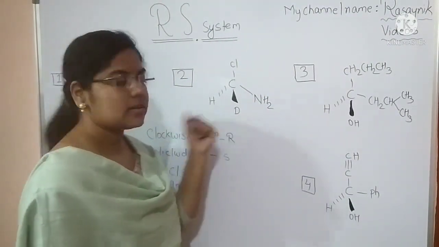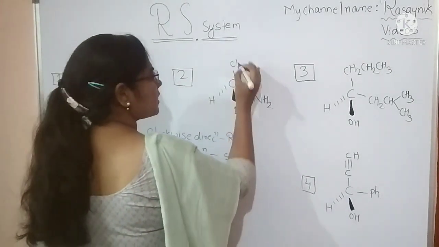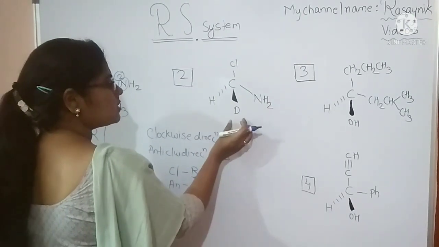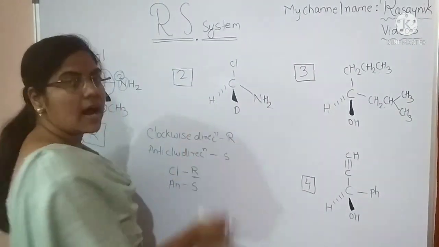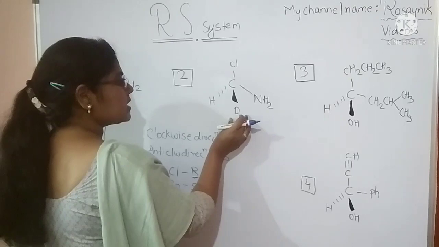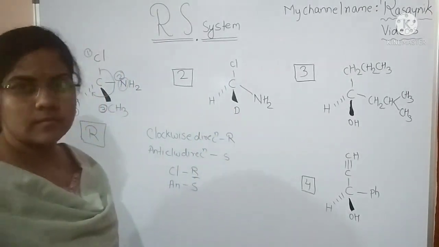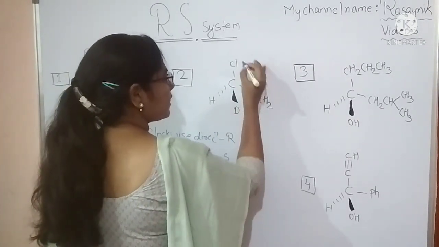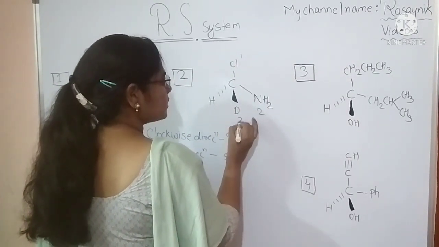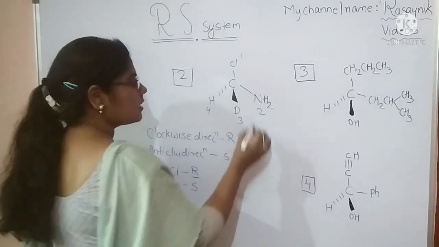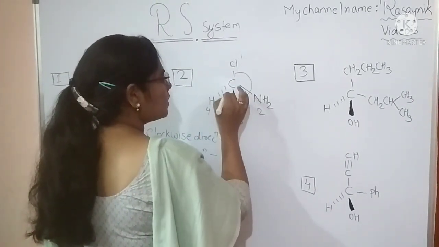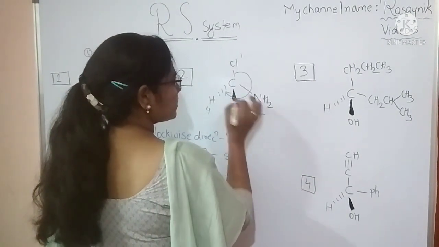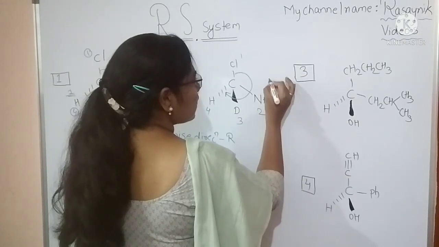Now the second example. Chlorine, same. Here chlorine, nitrogen, deuterium, and this is hydrogen. Deuterium is the isotope of hydrogen, so the priorities are 1, 2, 3 and 4. How will it rotate? In a clockwise direction. So what will come? R configuration.